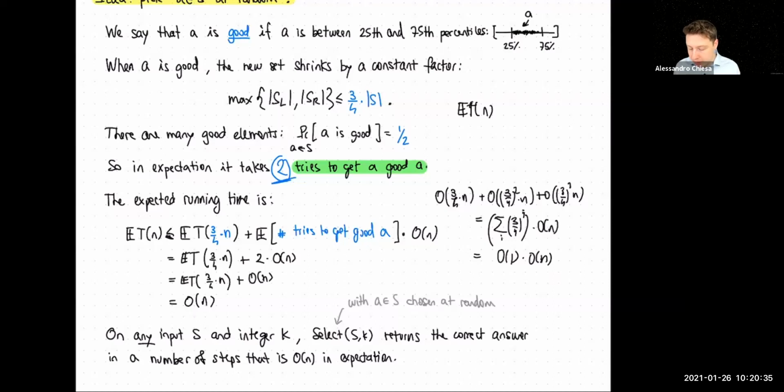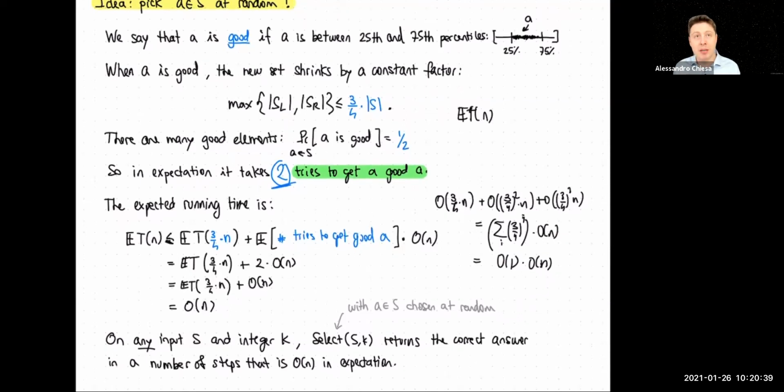Now, it's important to point out that even though we're using randomness, it doesn't mean we're making mistakes. It just means that our algorithm has a runtime that is a random variable whose expected value is order of n. But it is still the case that on every possible input S and on every index K we're selecting, we return the correct answer. It's just that the number of steps is linear. The number of comparisons in expectation is linear.